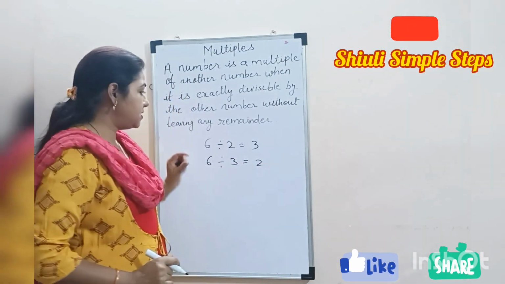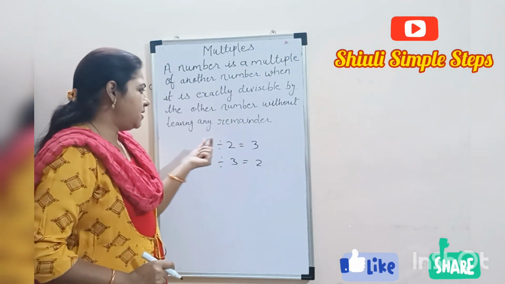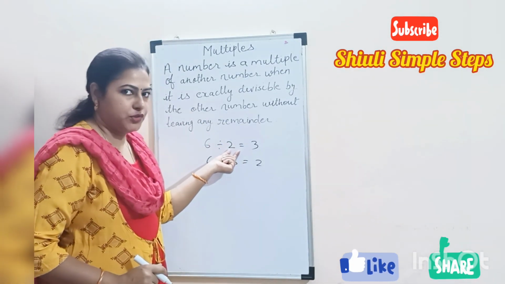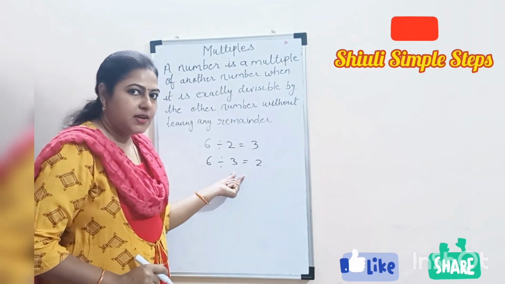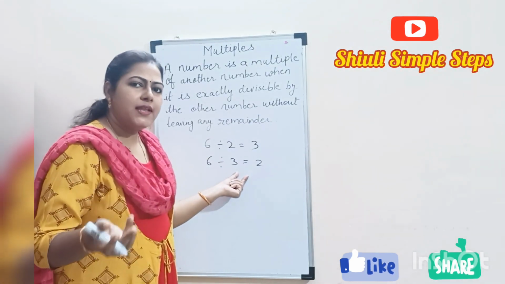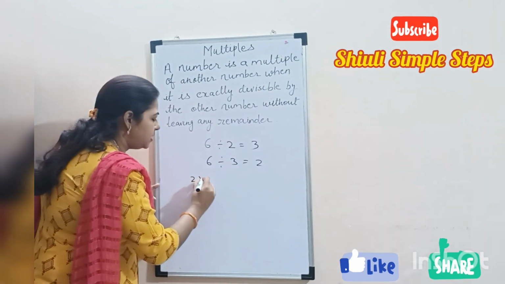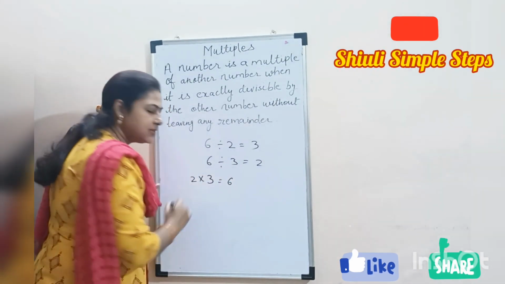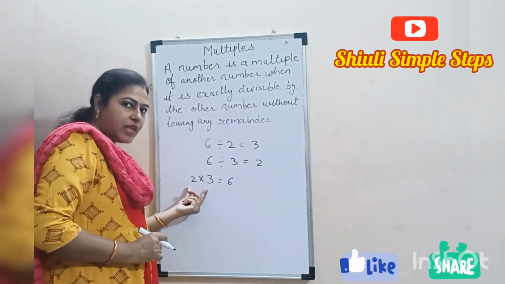So 6 is completely divisible by 2. It means 6 is a multiple of 2. 6 is completely divisible by 3. It means 6 is a multiple of 3. Or you can see that when we multiply 2 and 3, we get 6. So the product of two numbers is a multiple of those two numbers.